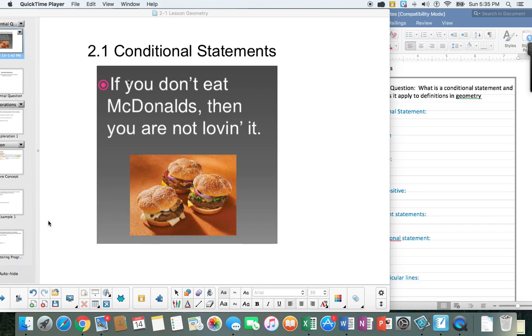Lesson 2.1, Conditional Statements. Conditional statements usually have an if-then implication. For example, advertisement is like that a lot. If you don't eat McDonald's, then you are not loving it. There are other advertisements that yield the same thing. Your parents might give you a conditional statement. If you don't clean your room, then you can't go out with your friends.